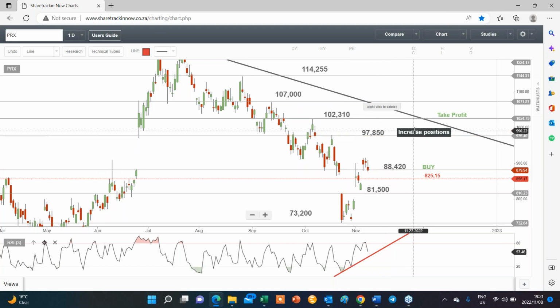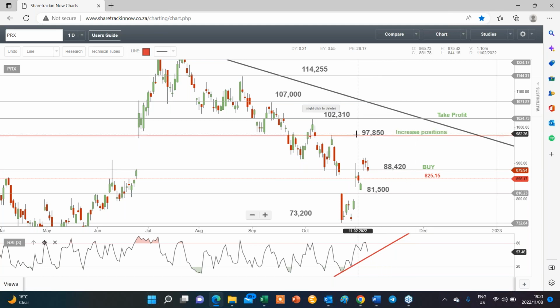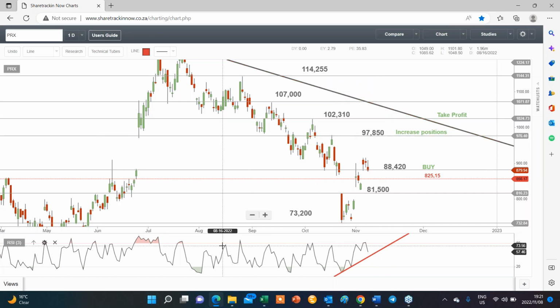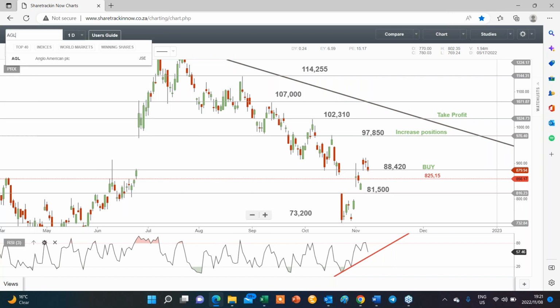Okay, so once it does trade above 978.50, then you could increase positions, you know, add a few more, 2 more lots, whatever shares, because then the take profit would be very close to this trend line. Okay, so that's the trading strategy with PRX. AGL.